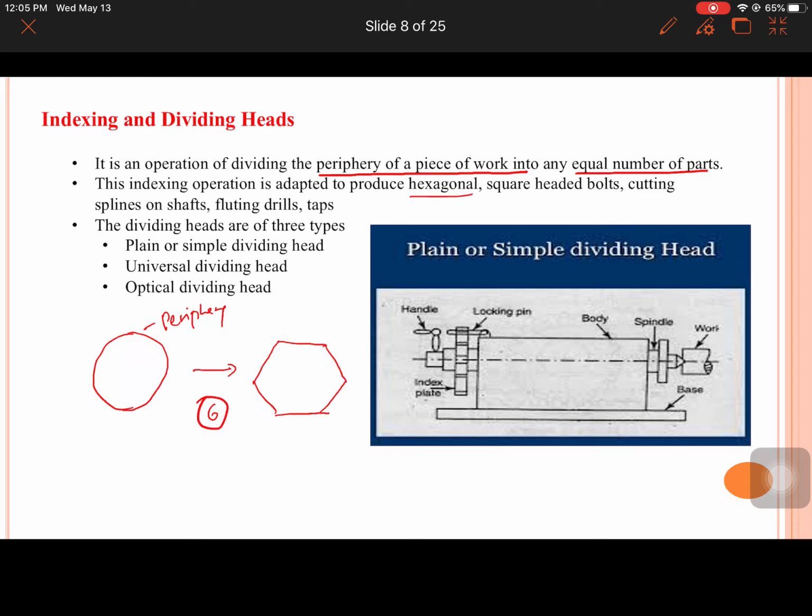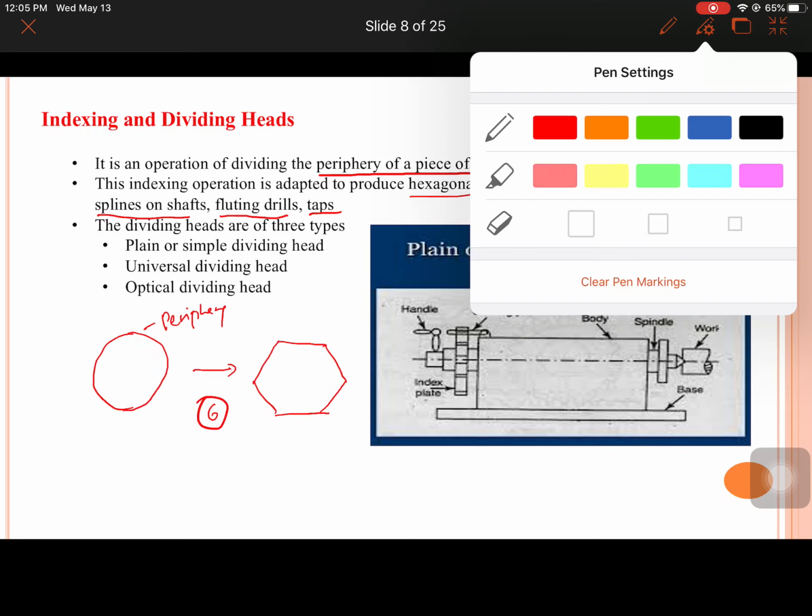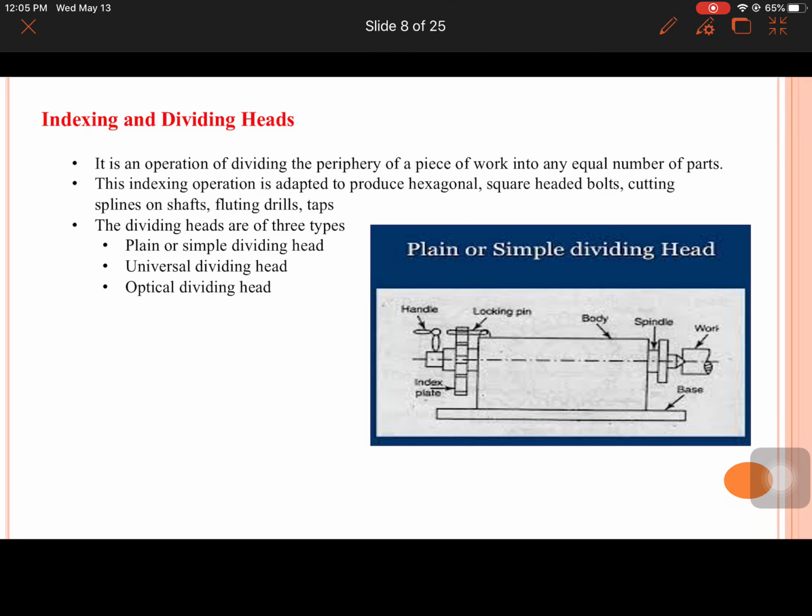So this indexing operation is used to produce hexagonal headed bolts or square headed bolts. You can also cut the splines on the shafts. You can produce fluting drills. You can also produce caps. And here, what are the different types of heads that are available?